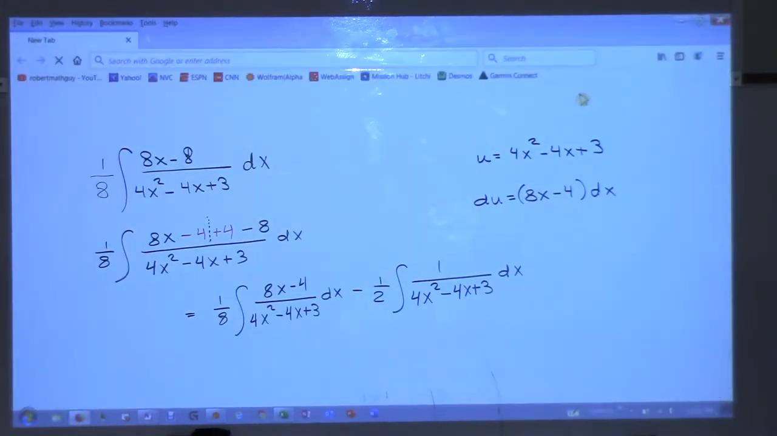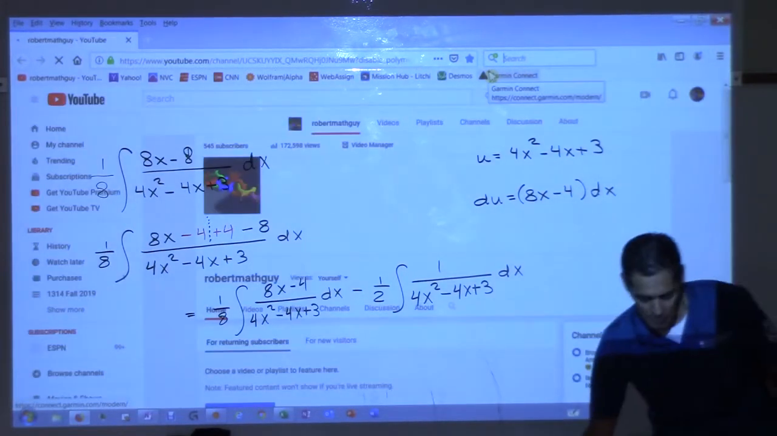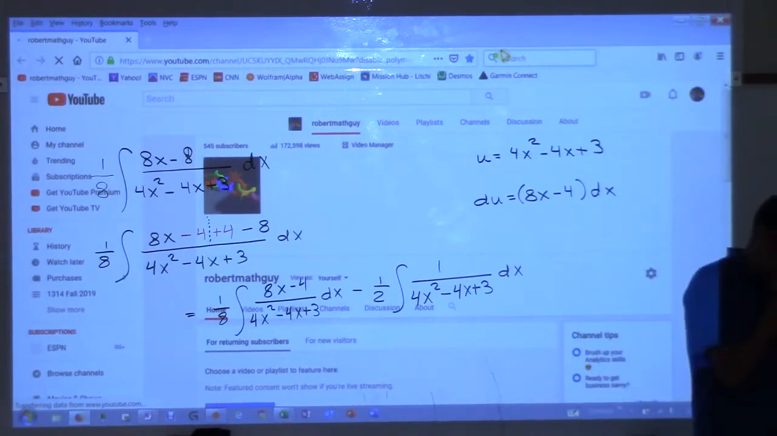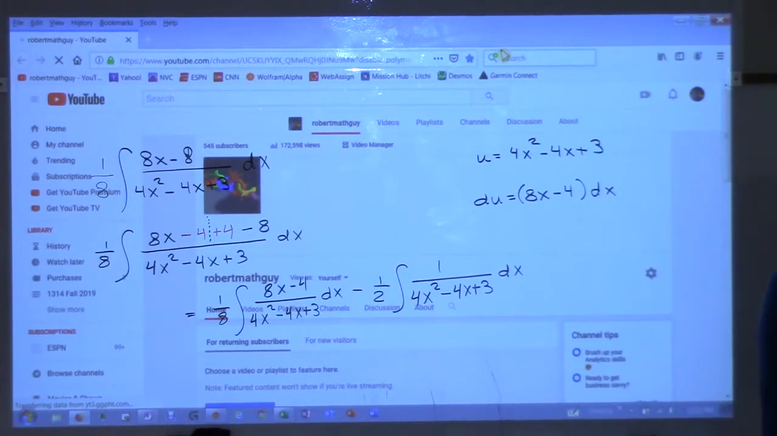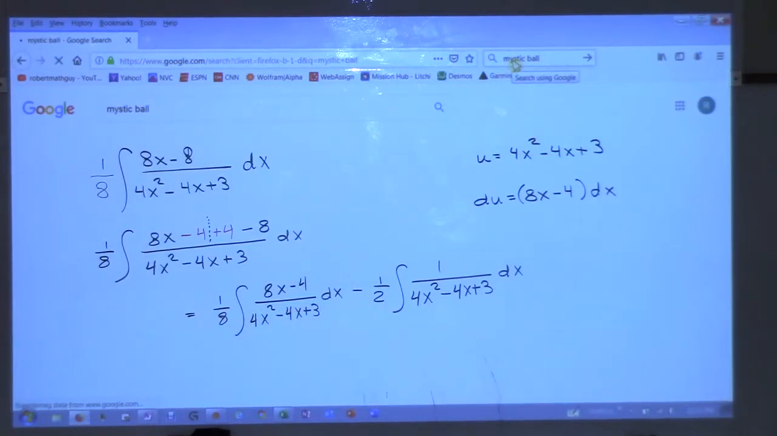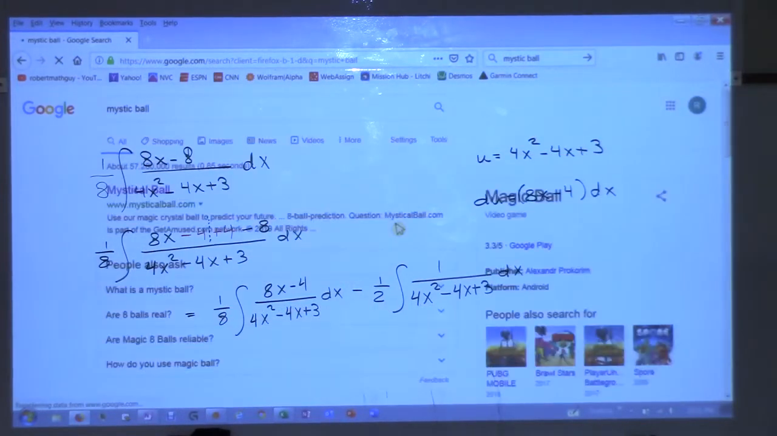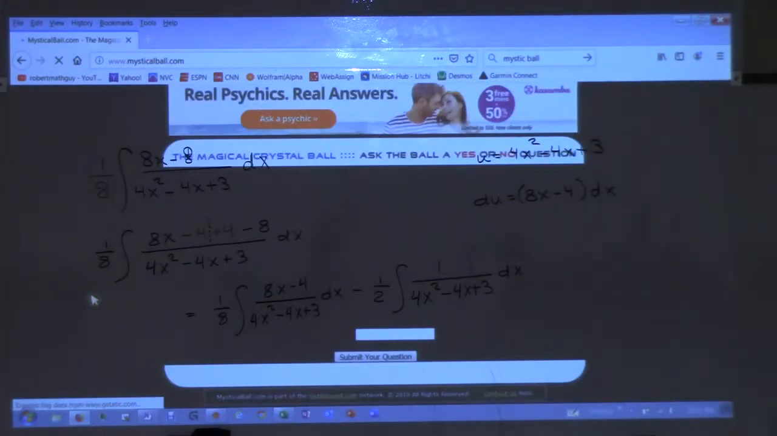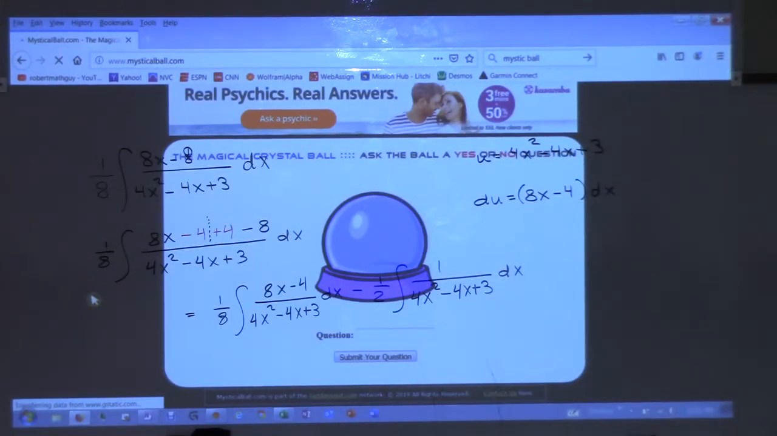I think we need a little mental break. I'm going to see if I can find this thing. See if this comes up. Y'all can start working on it. No, that's not it.